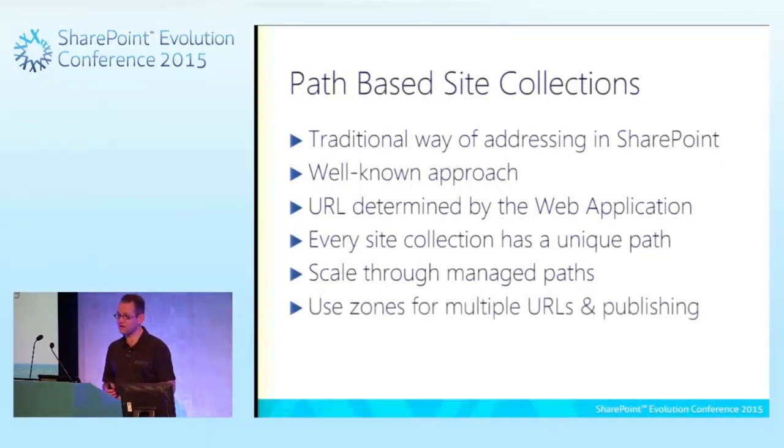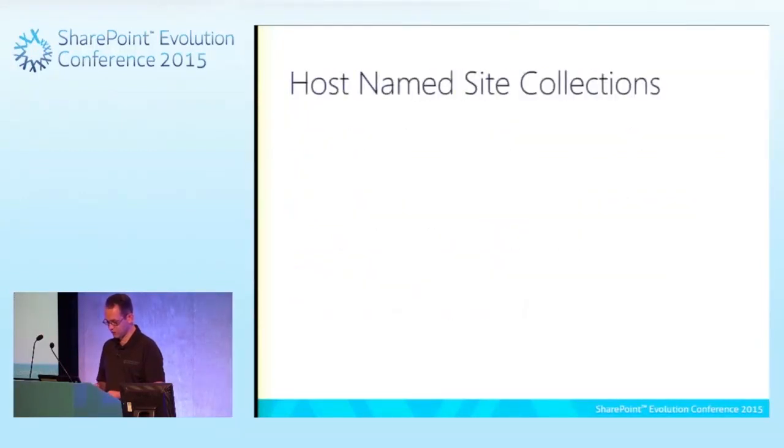And it uses zones and the infamous alternate access mappings that we already talked about to have multiple URLs or to have multiple authentication mechanisms and to do publishing through reverse proxies or load balancing. So that's a very well-known approach.